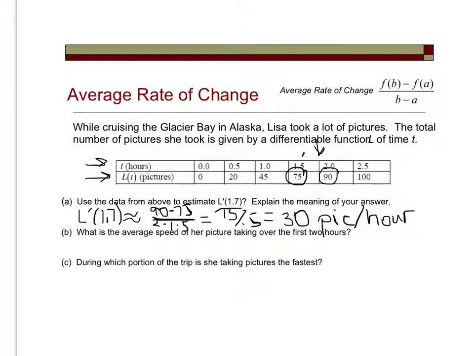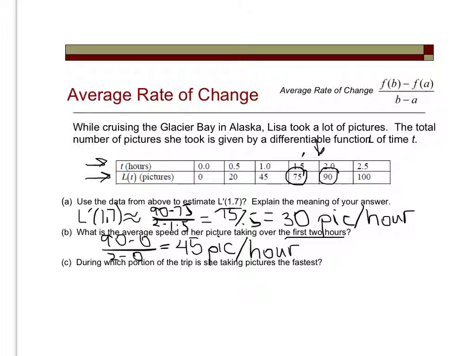Okay, that's about right. Now, part B asks, what is the average speed of pictures taken in the first 2 hours? If I'm given the number of pictures, again I would just subtract, the change in y over the change in x. Since it's over the first 2 hours, we go 90 minus 0 all over 2 minus 0. Well, that's kind of boring. I end up with 45. So on average, she's taking 45 pictures per hour.